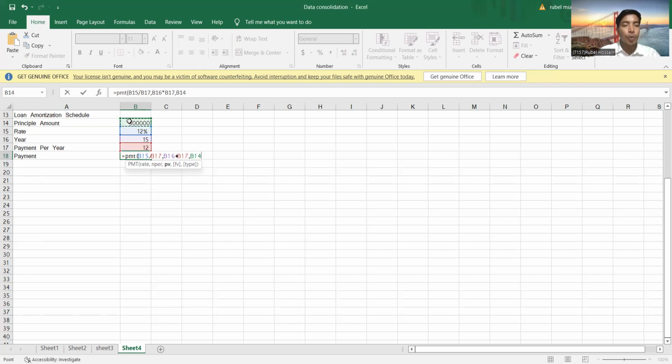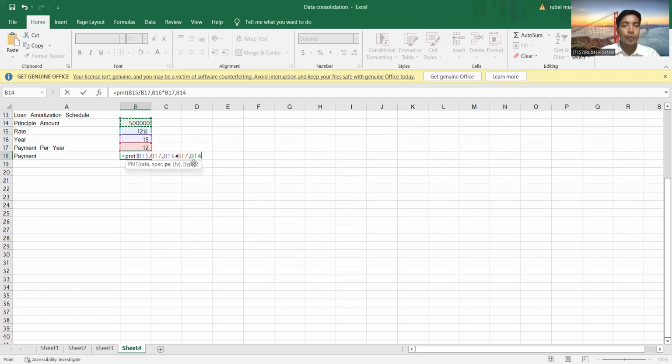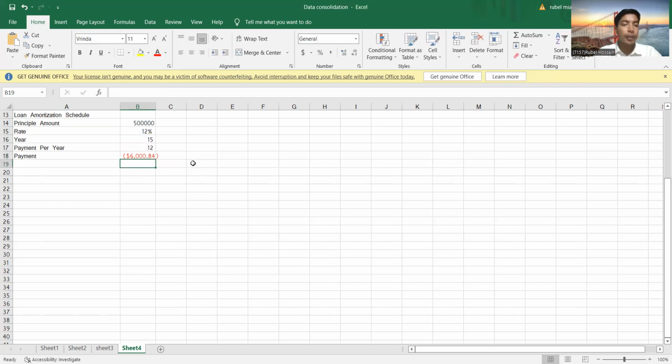What is the present value? B14. Keep B14 and close the bracket and click on enter. Then here you can see the amount we have got: 6,000.84 that we have to pay monthly. Then we want to calculate how many months it will take to pay the whole amount, that is 5 lakhs.